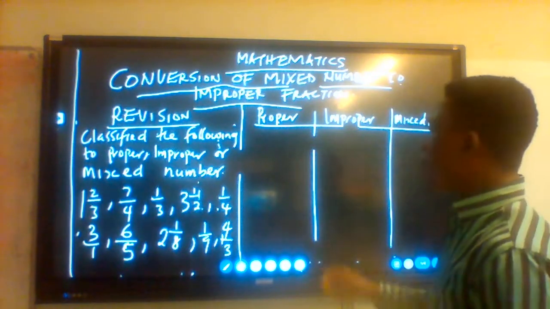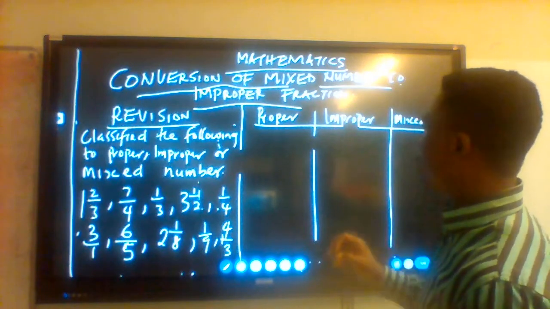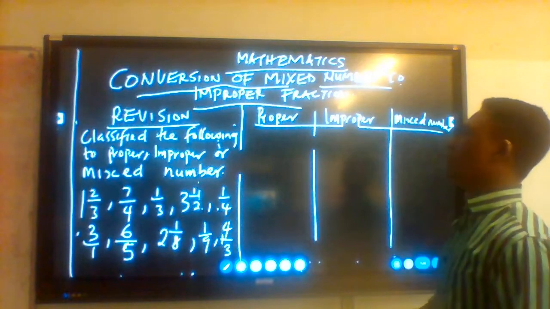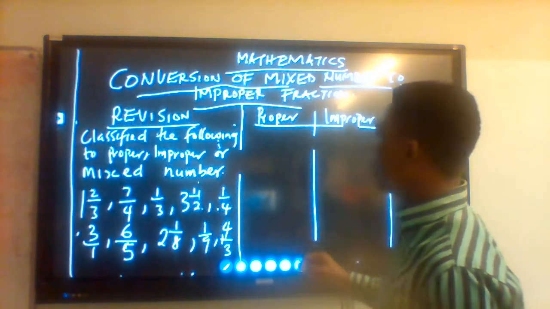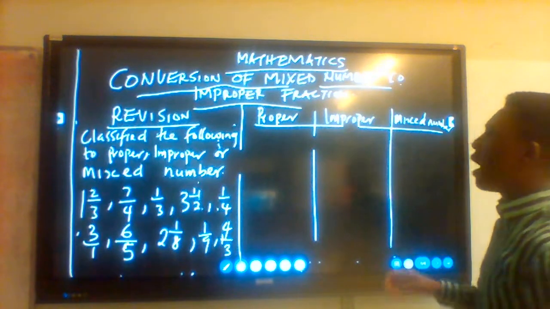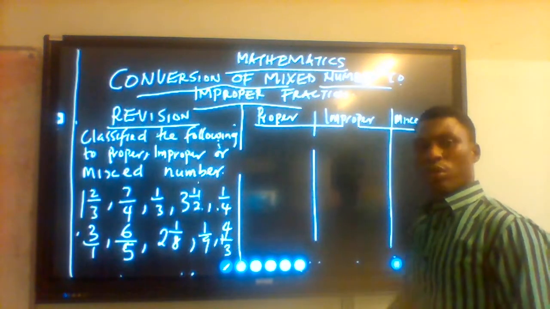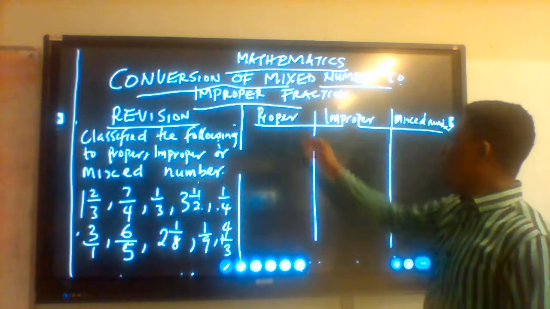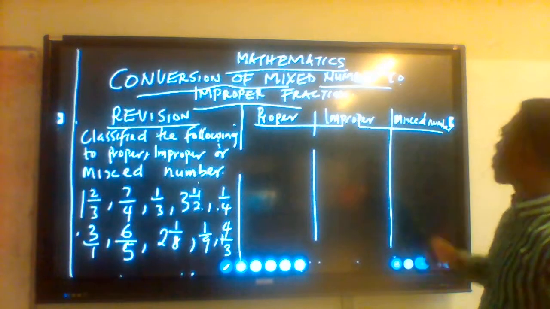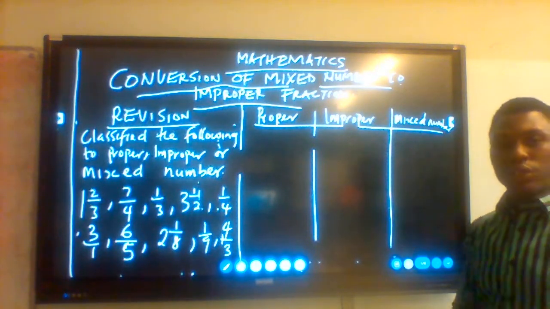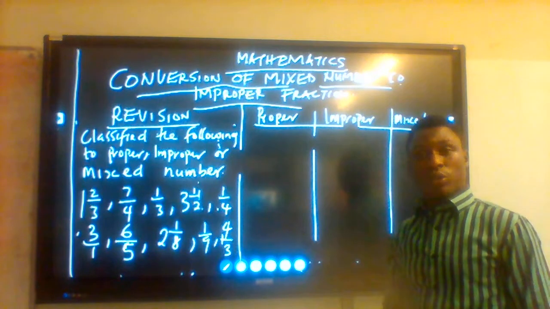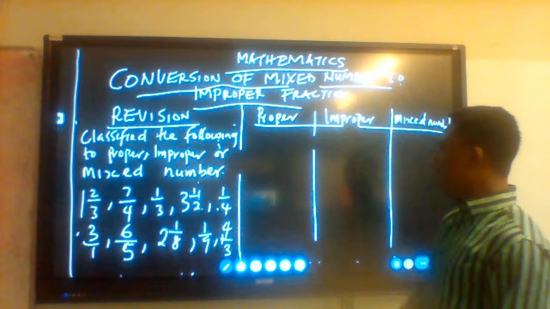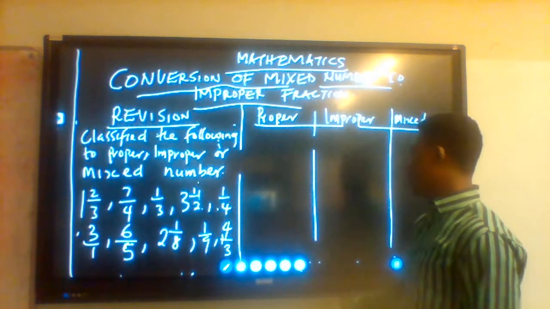The question says we should classify the following into proper, improper, or mixed number. So you can pause the video and solve your workings. Pick out the proper, pick out the improper, and write out the mixed number. Then after you are done, you can play this video. Okay? Let's have the correction to this.